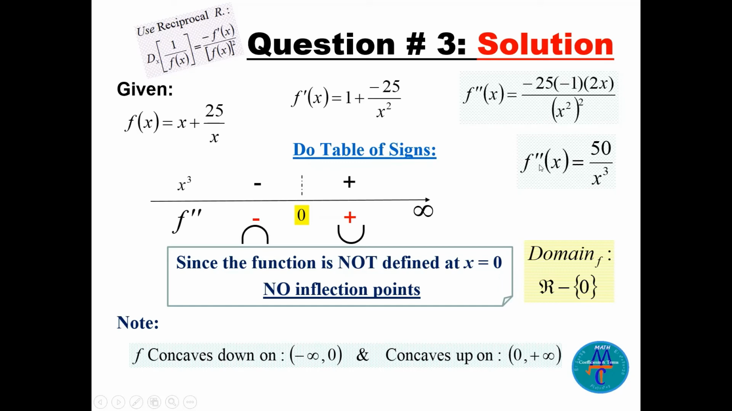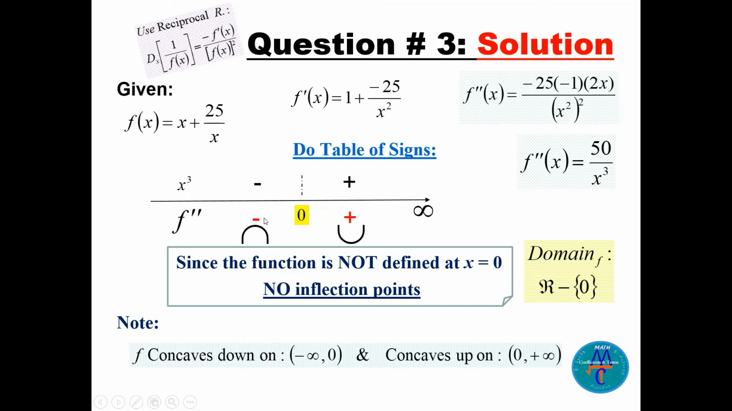So now we look for the values of x where f double prime is equal to 0, there is no such value, or f double prime is undefined. So that will be at 0 here. So we make a table of signs to study f double prime. We put here x cubed. If we take any number between minus infinity and 0, any negative number, cube it, it will be negative. So f double prime will also be negative.